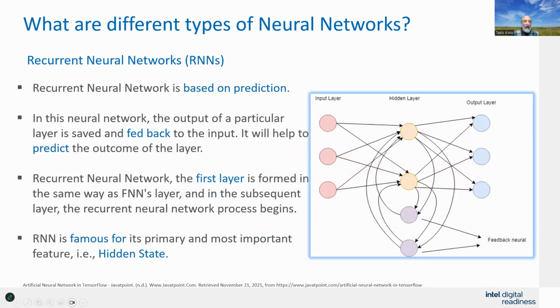Right. Then we have our RNNs, or recurrent neural networks. What's interesting about these, and you can tell right from the diagram immediately, is that this network is not forward only, but can also loop back.